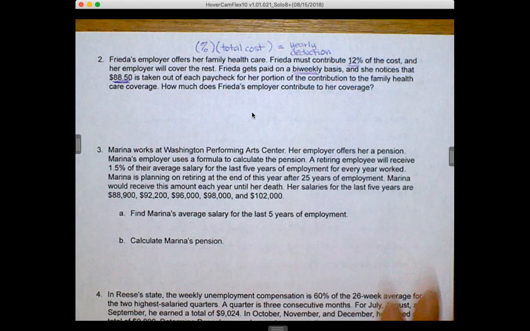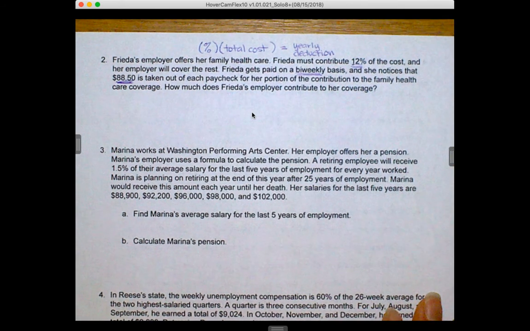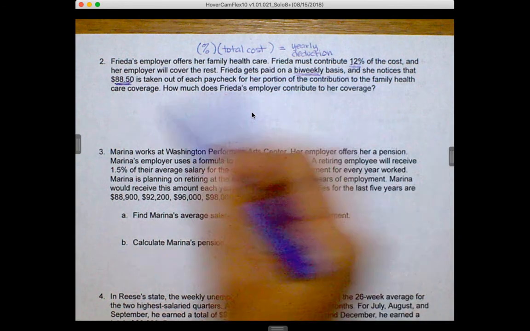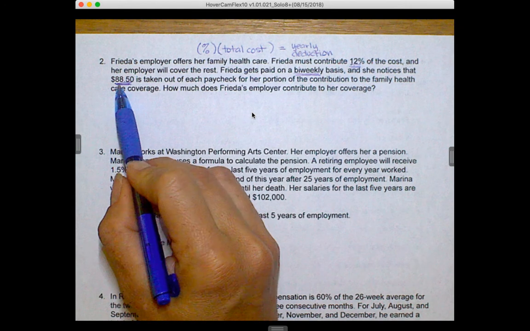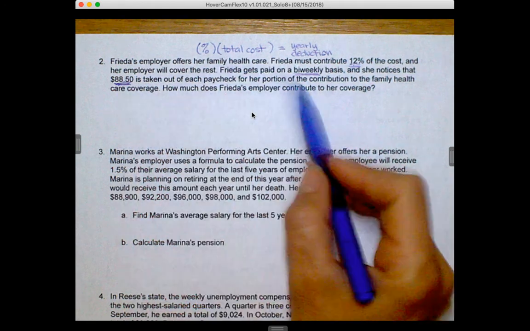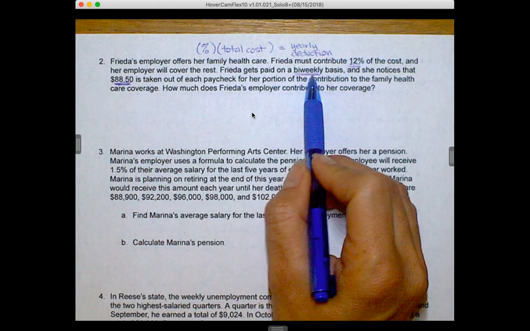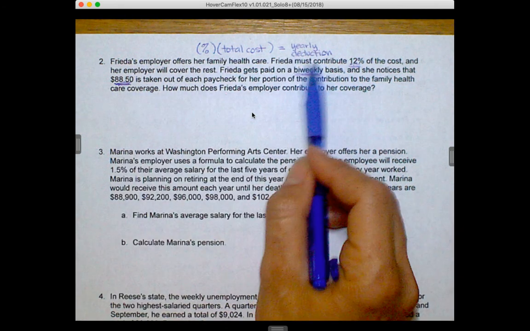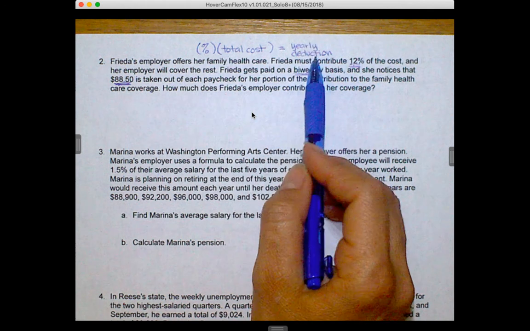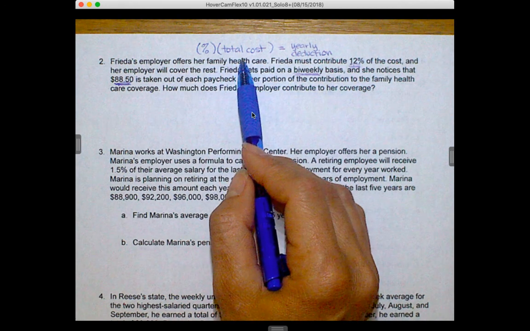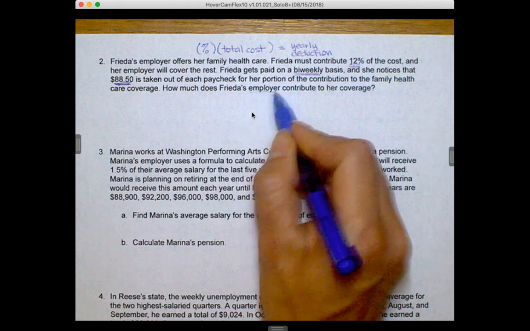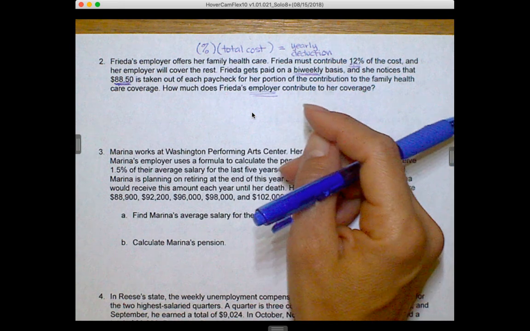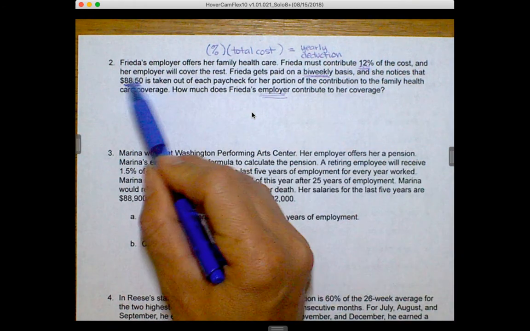Now, what they gave me was some information. They gave me a percentage, and they gave me a deduction that's being taken out, but this deduction is bi-weekly. It's not for the whole year. So I need to figure out how much this is for the whole year so that I can plug it in here, okay? Once I know the total cost, that will help me figure out how much her employer is paying, okay? All right, so let's first find out what is her deduction for the year.